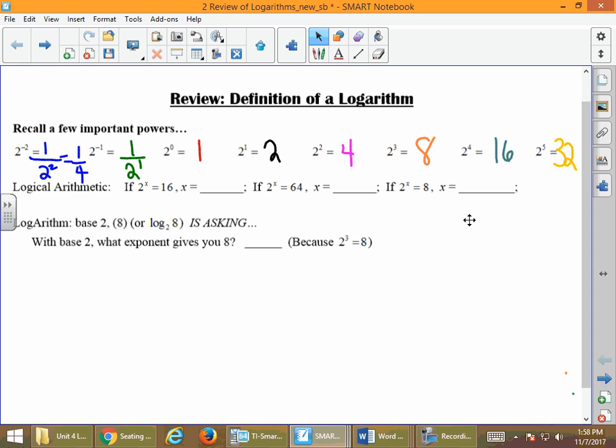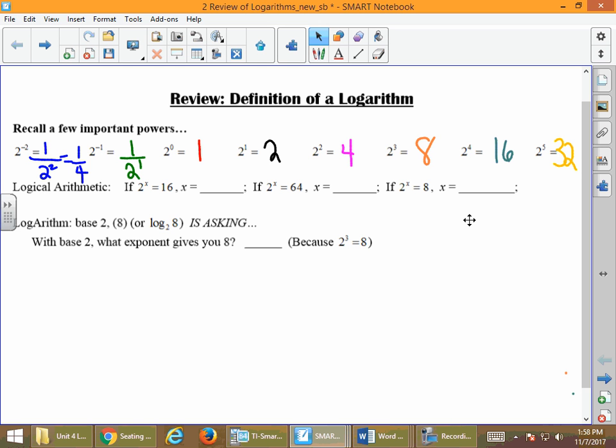The reason I put those there is because if you did take Algebra 2 last year, we had little mini pieces of paper that we did on a daily basis. And one of the things that we had in there was logarithmic arithmetic. Let's get ready to do that in Algebra 2 also right now.